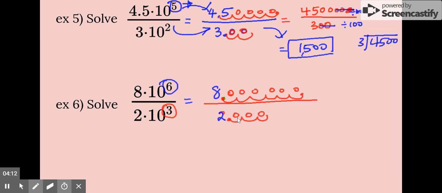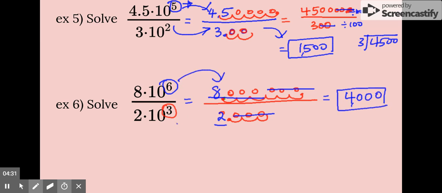And how many zeros can be canceled out here? 3 zeros are canceled out. 1,000 is divided on the top and the bottom, right? So 8,000 divided by 2. If you just divide 8,000 by 2, it's going to be 4,000. Change everything to standard form first and then simplify.